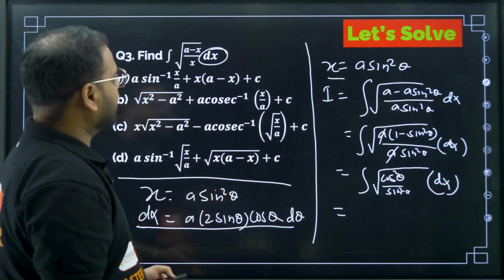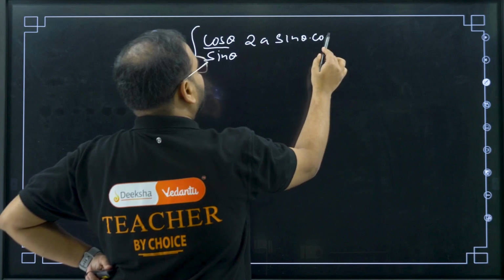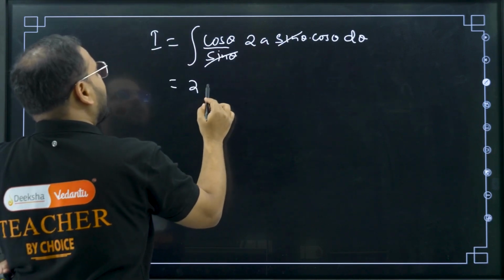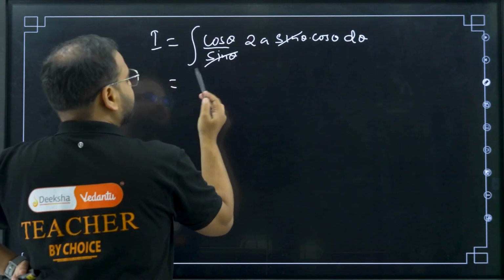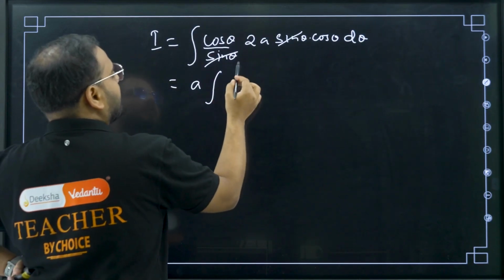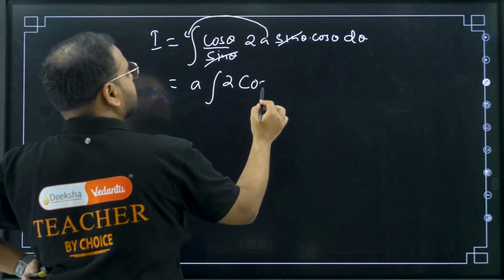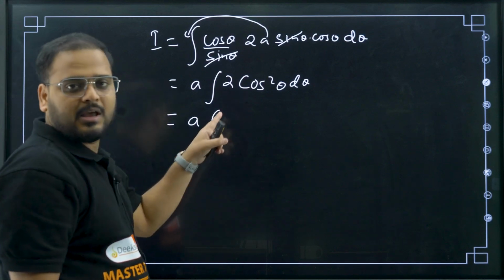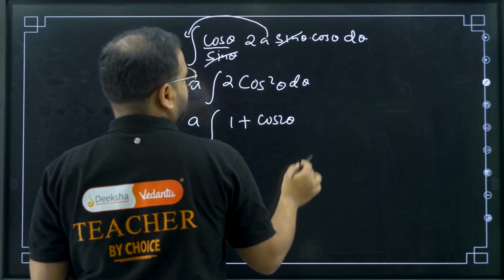I'm going to write it over here now. So 2a sin theta and cos theta with the d theta. Please check, sine and sine go out. 2a is a constant. Take a outside; you'll see how, because I'm getting cos square. Cos into cos is cos square theta d theta. How much is this? I can write 2 cos square theta as 1 plus cos 2 theta.